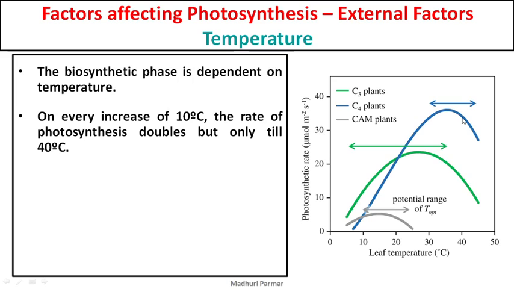After 40 degrees, if you increase the temperature, the enzymes will denature. In the biosynthetic phase, you have a lot of enzymes. If the enzyme itself denatures, there will be no synthesis of glucose, and so the photosynthesis rate will decrease. Clear? And in case of Crassulacean acid metabolism plants, CAM plants, you can see there will be a slight increase in the photosynthesis rate with increase in temperature, but there is no such effect of temperature as such.